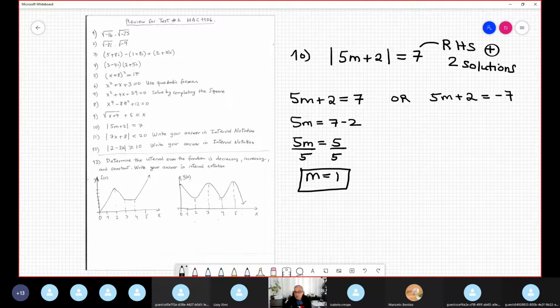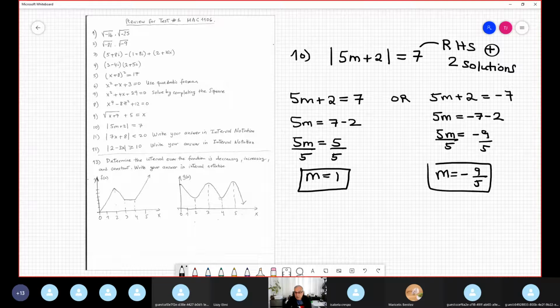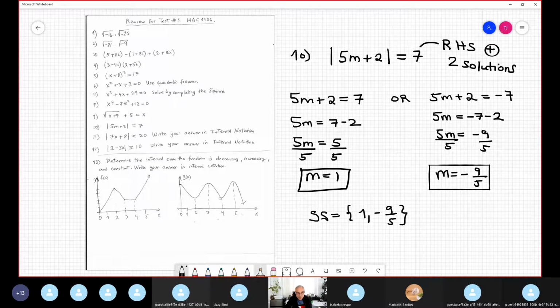Okay, and my second solution is 5m is equal to minus 7 minus 2, which is negative 9. 5m is equal to minus 9, divided by 5. m is equal to negative 9 over 5. Boom. Solution set. Two solutions. The solution set is 1 and negative 9 over 5. That's it. Any question?